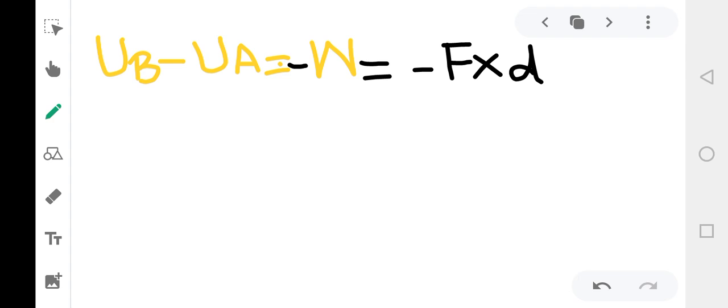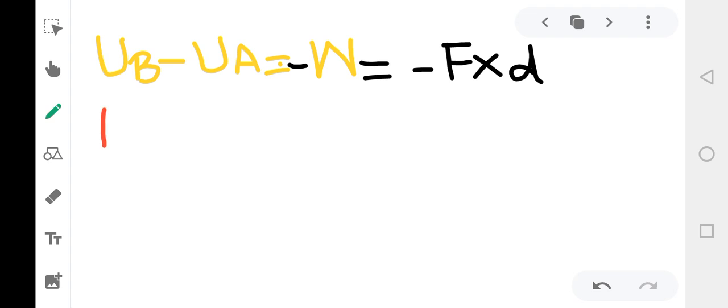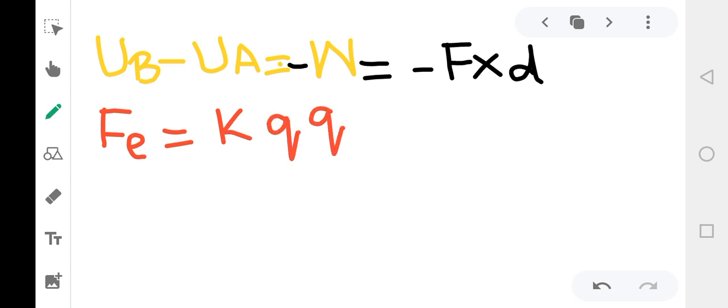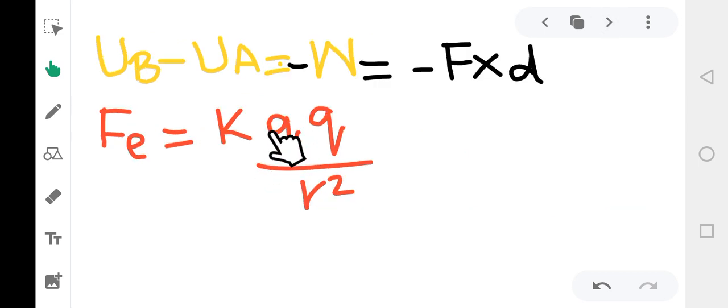As we are working in the electric field, our force is also the electric force. According to Coulomb's law, the electric force is equal to K into Q into Q divided by R square. Why Q and Q, not Q1 and Q2? Because in the derivation of Coulomb's law we took two different charges, but in this case we have the same charge and we are just moving it. So we put the same charge here and here. This is the force.